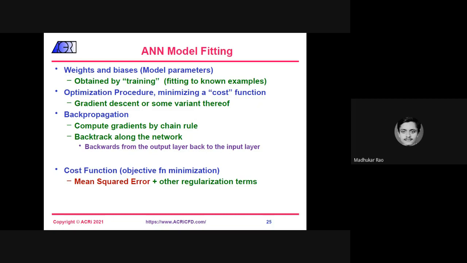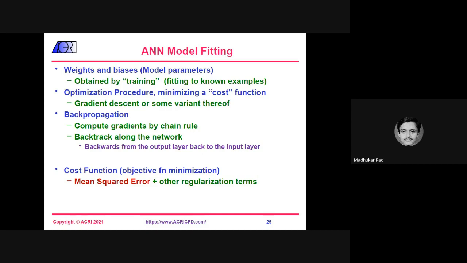And the cost function, I already mentioned the mean square error, and to that we typically add other regularization terms. The regularization can also include the actual weights. We want to keep the weights and parameters learned by the model from getting too large. So you can also add a penalty on the magnitudes of these parameters and weights.